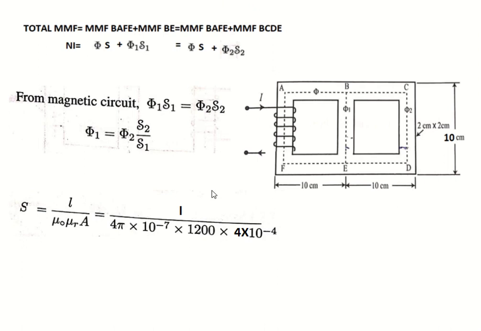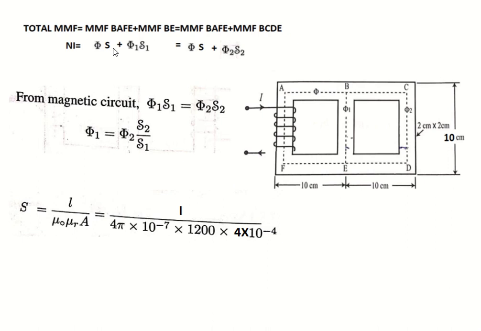Okay, this is the equation for S: L by mu 0 mu r into area, 4 into 10 raised to minus 4. Here, what is this L? L depends upon the path we have taken. All the denominator parameters are same for all the values of S. We need to find which are the unknown parameters here.